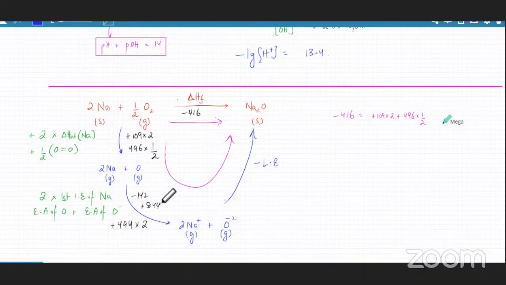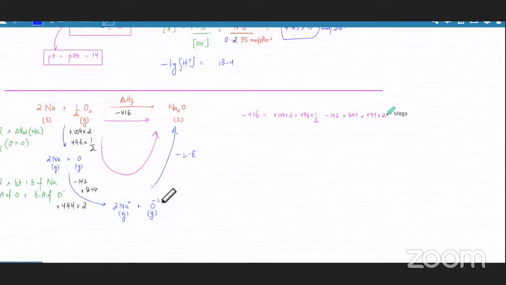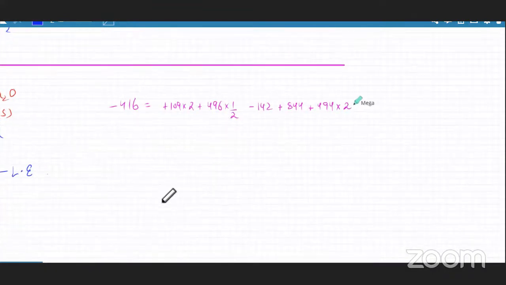After that, it's minus 142. Then you have plus 844. Then you are ionizing sodium, which is plus 494 times 2. And at the end, there is minus lattice enthalpy or lattice energy.